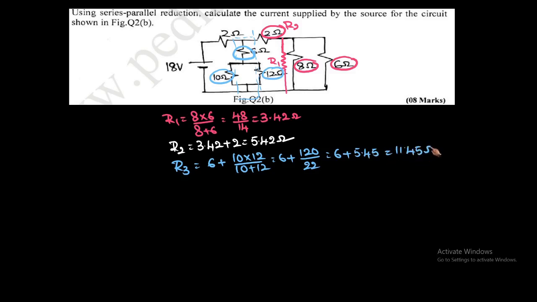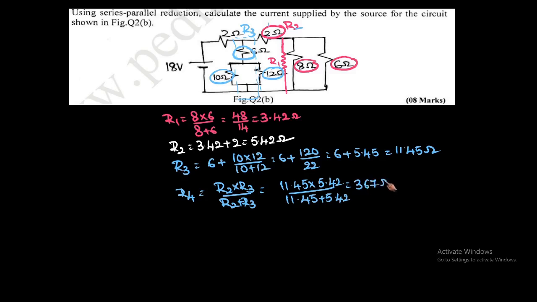11.45, that is complete. So now finally, this is R3 we consider, and here you got R2 up to this point. Okay, so what is this R2 and R3? They both are in parallel, that you consider as R4. R4 will be R2 and R3 in parallel divided by R2 plus R3. That means 11.45 in parallel with 5.42, divided by 11.45 plus 5.42. So if you do this, you are going to get R4 as 3.67 ohms.